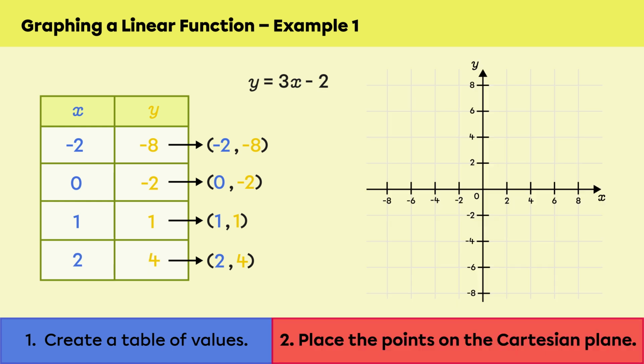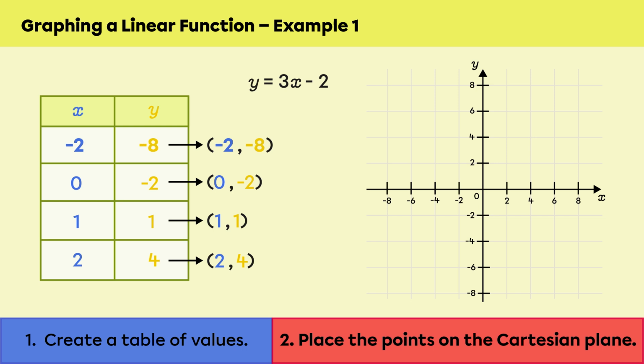The next step is to place these points on the Cartesian plane. To choose an appropriate scale for our axes, we can analyze the table of values we made. The maximum x value is 2, and the minimum is -2. The maximum y value is 4, and the minimum is -8. Let's use this scale. You could have also chosen to use a different one. The important thing is to ensure that all the points in the table of values are covered and the leaps are constant. Now let's place the 4 points on the graph.